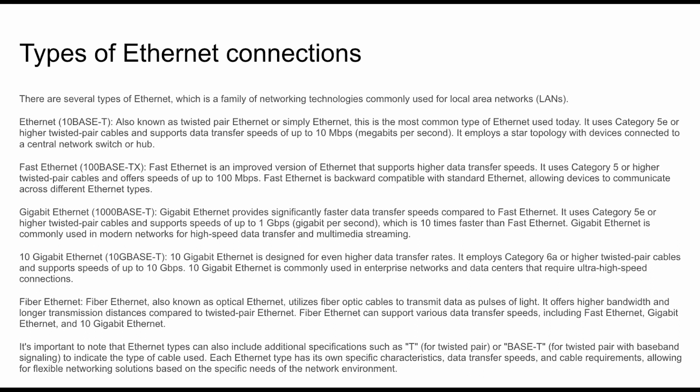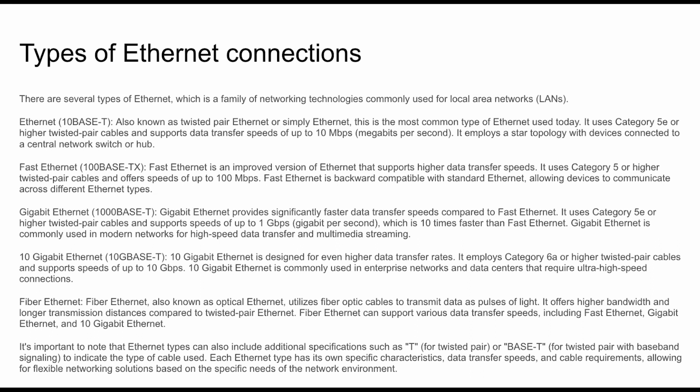Fast Ethernet, 100BASE-TX. Fast Ethernet is an improved version of Ethernet that supports higher data transfers. It uses category 5 or higher twisted pair cables and offers a speed of up to 100 megabits. Fast Ethernet is backwards compatible with standard Ethernet, allowing devices to communicate across different Ethernet types.